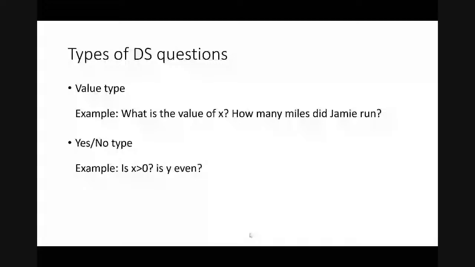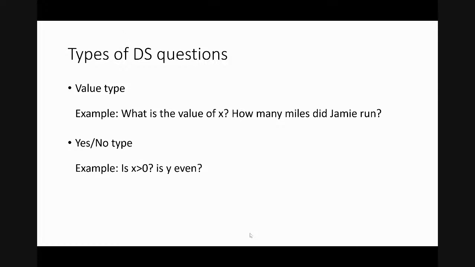Stuff like that. The other type of data sufficiency question is a yes no question, which is going to be something like, is X greater than 0? Is Y an even number? Is 5 greater than 3? Well, maybe not that, but you know what I mean. So the answer to these questions would be either a yes or a no.